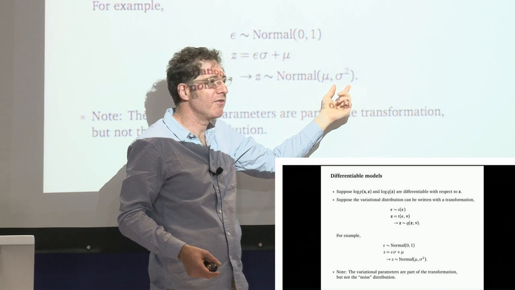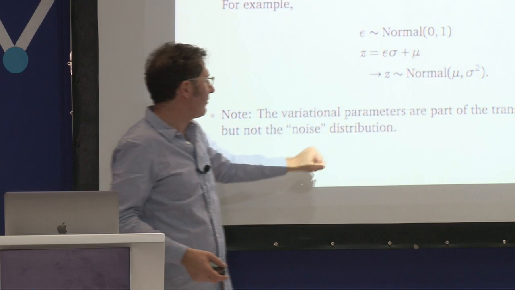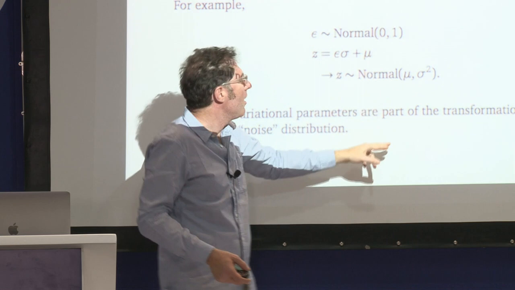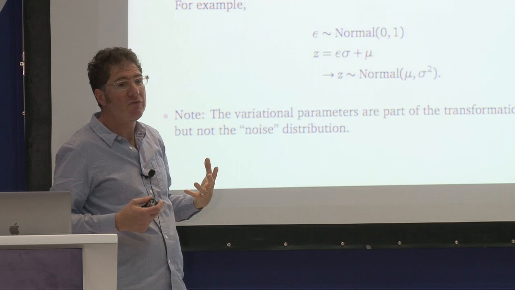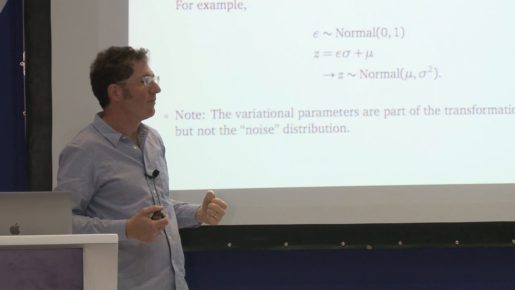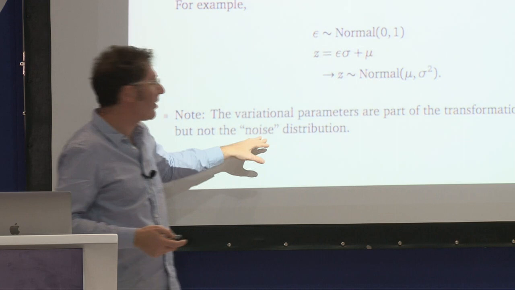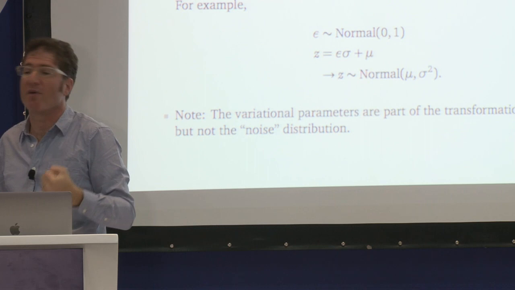Notice where the variational parameters live. They are part of the transformation. So the variational parameters here, sigma and mu, are part of the function T, as opposed to part of something that we're sampling from. And that's going to be important. That's the key idea behind reparameterization gradients. The variational parameters are not part of the noise distribution. That's fixed. But they're part of the transformation, what I do to the noise to get a variable that's drawn from Q.